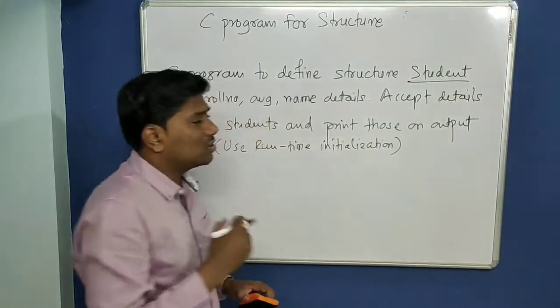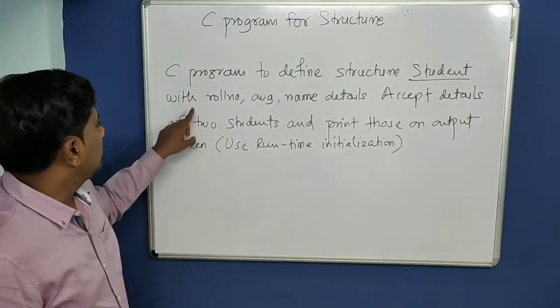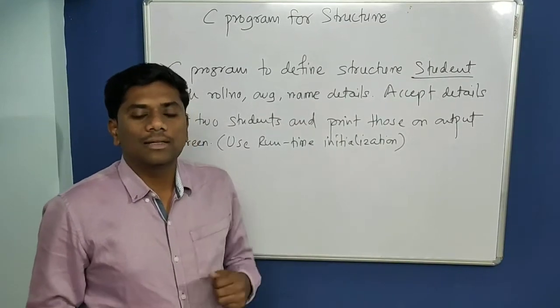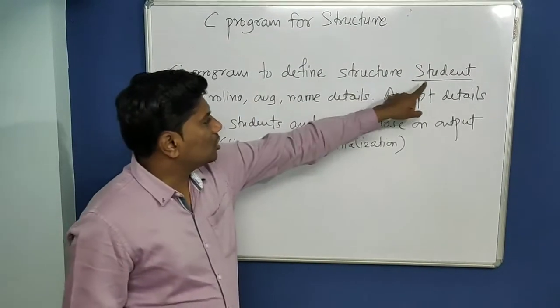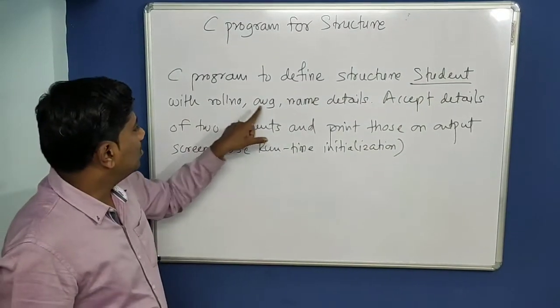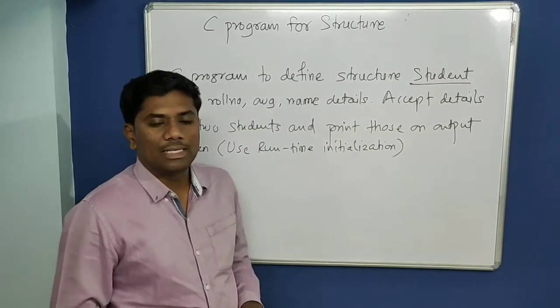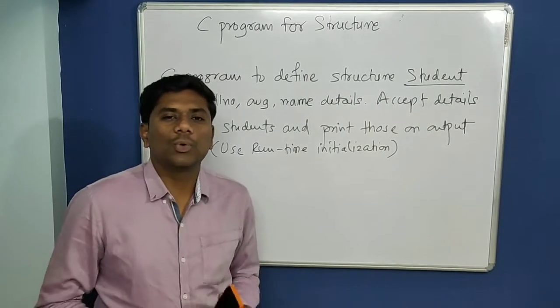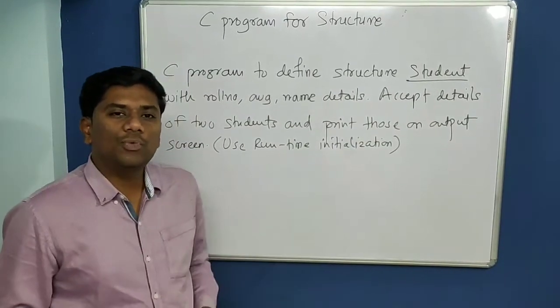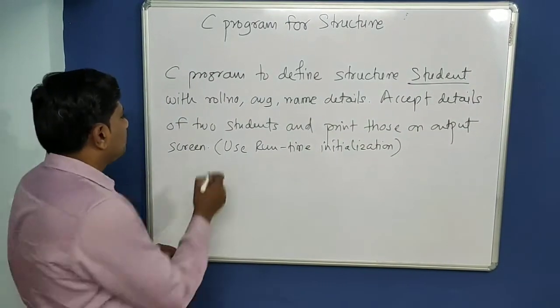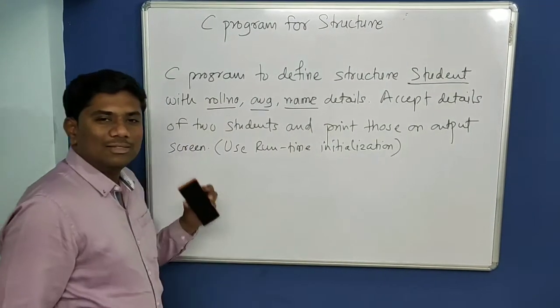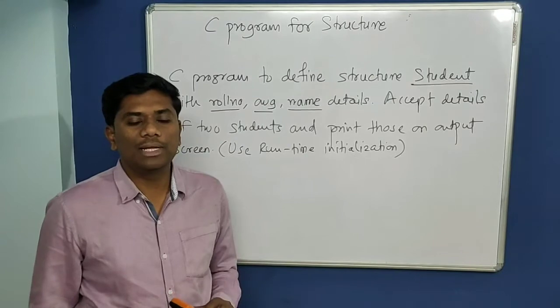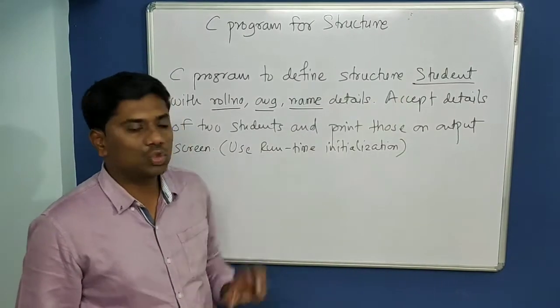So our structure will be student. Now what will be there inside that structure student? That is given here: structure student with roll number, average and name details. That means whatever structure we are going to define, that structure will have these three members: roll number, average and name. So these three members will be present in our structure student.